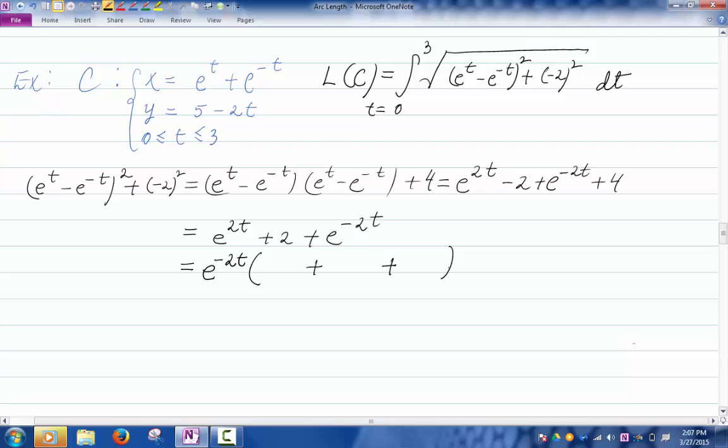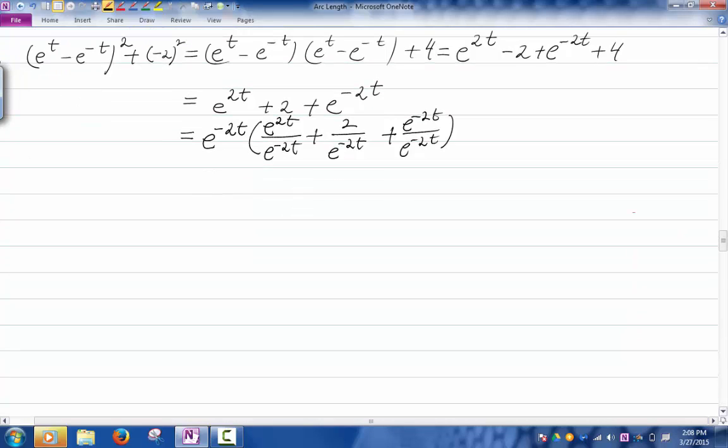So the first term inside the parentheses would be what? The first term inside the parentheses would be e to the 2t divided by e to the negative 2t, right? The second term would be 2 over e to the negative 2t. The third one would be e to the negative 2t divided by e to the negative 2t, right? So when you factor out e to the negative 2t, that's what's happened. And now you can easily see what that is. This is e to the negative 2t.